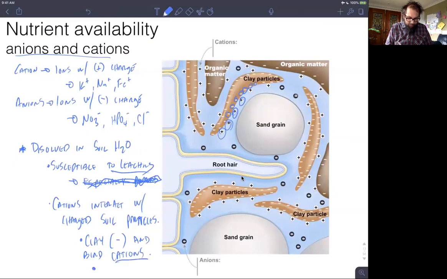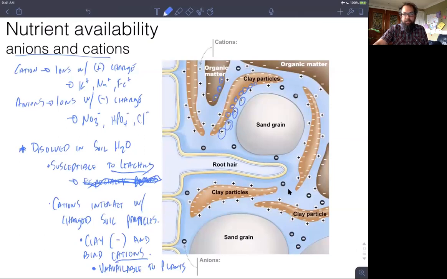And what this is, if these are bound, these are then unavailable to the plants. If those cations are bound to those negatively charged clay particles or negatively charged organic matter, then those positively charged cations, like that potassium ion, for example, are going to be unavailable to the plant.